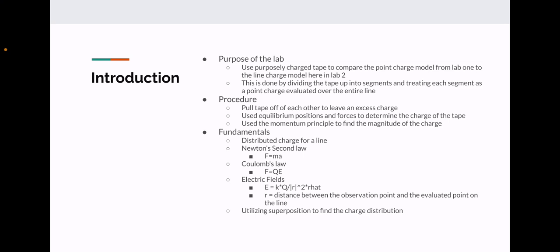The procedure included pulling the tape off of each other to leave an excess charge in both the tapes, and we use the equilibrium positions and forces to determine the charge of the tape, and use the momentum principle to find the magnitude of the charge.